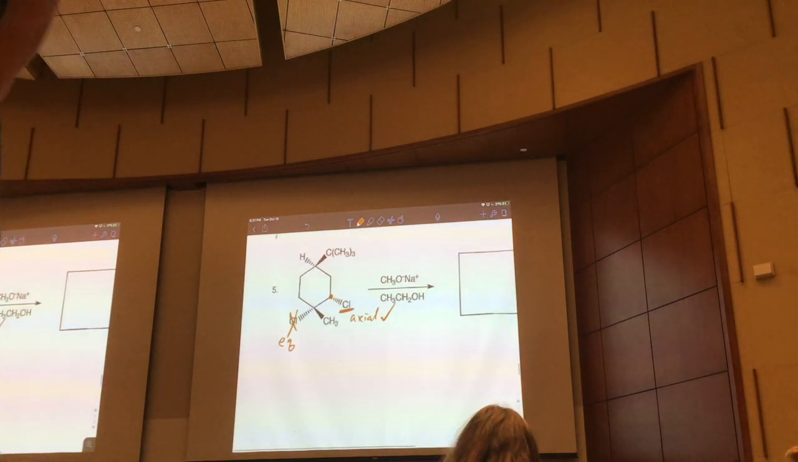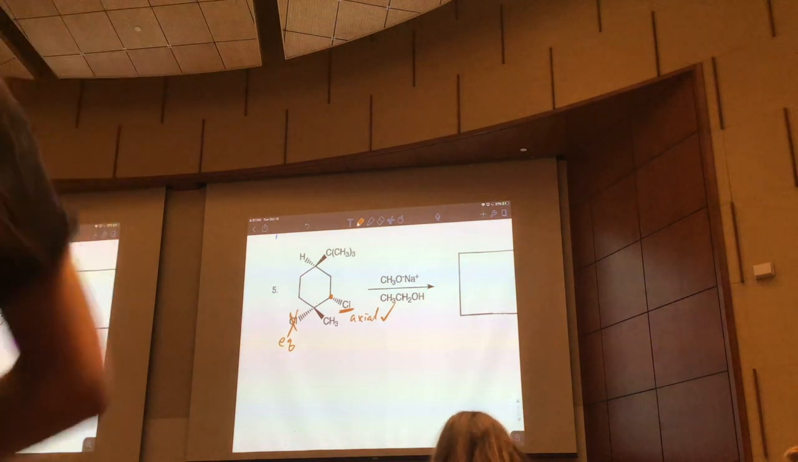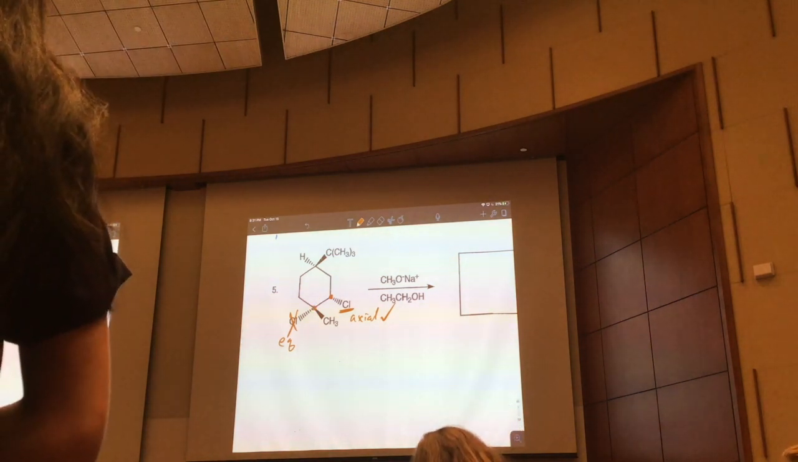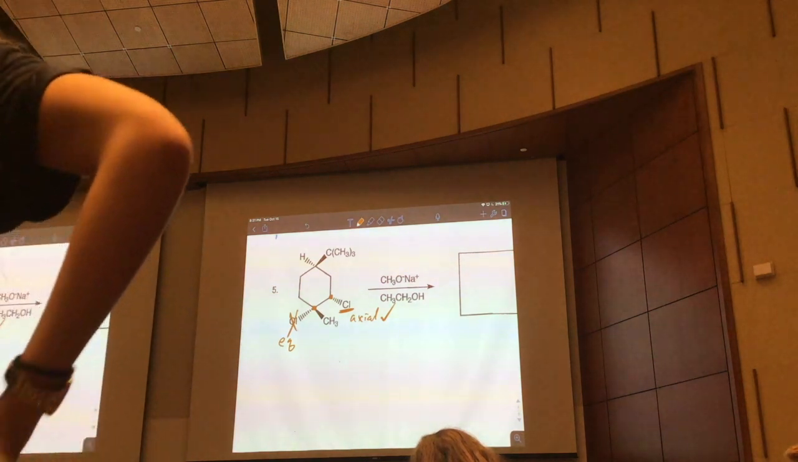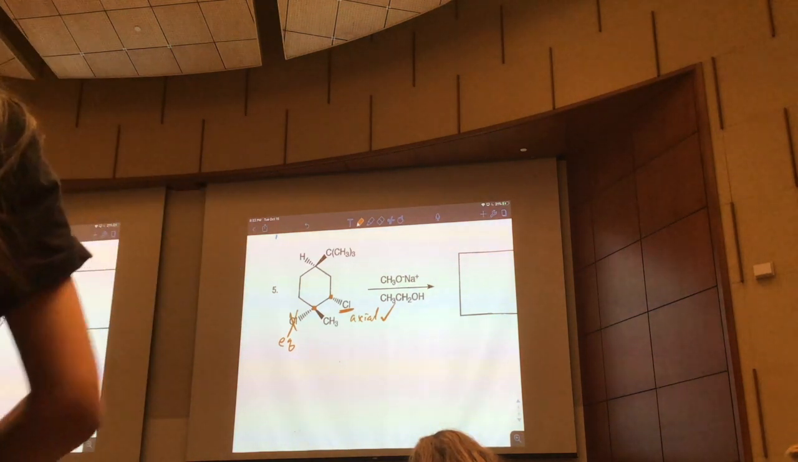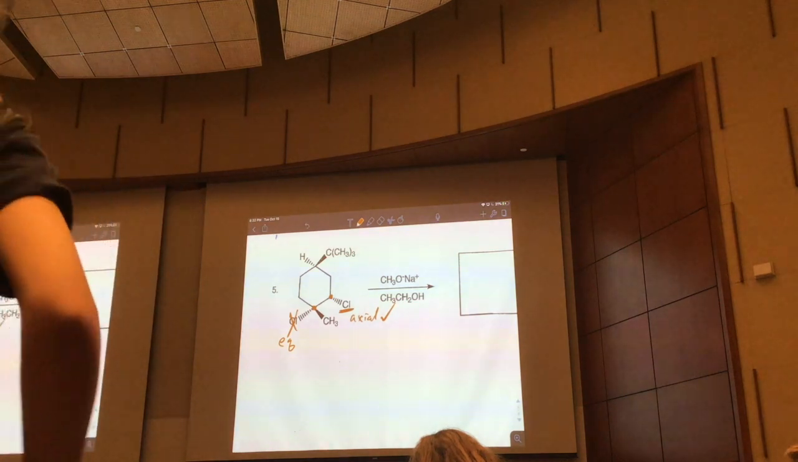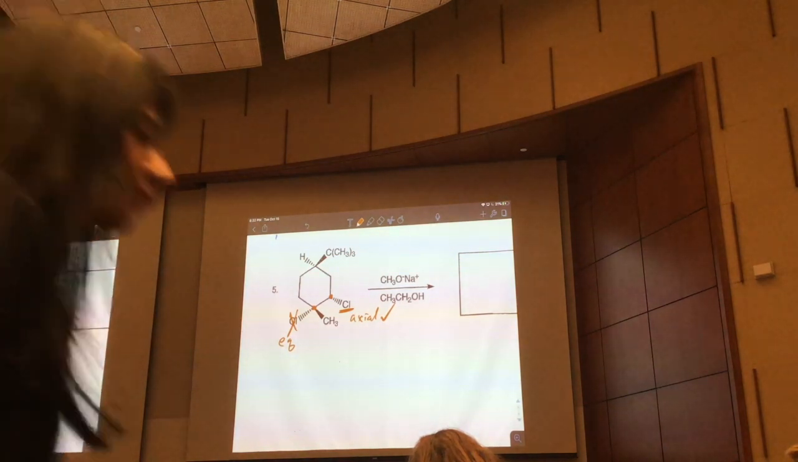So let's look next door to the left first. We're looking at this carbon to see if there are any hydrogens on there we can abstract. Are there any hydrogens on there? No, so the trans-diaxial thing doesn't even matter. There aren't even any hydrogens. So that's already done.